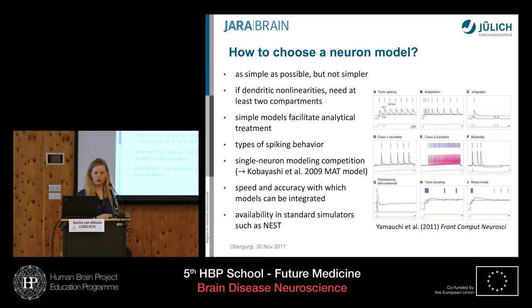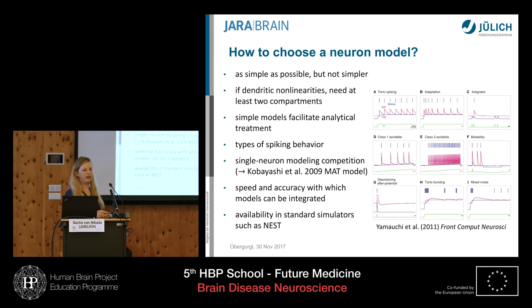So how to choose a neuron model? Similarly to what I said before, it should be as simple as possible, but of course not simpler. It needs to display the behavior that you want it to display. And as I mentioned, if there are dendritic nonlinearities, then you need a dendritic compartment separate from the somatic compartment.